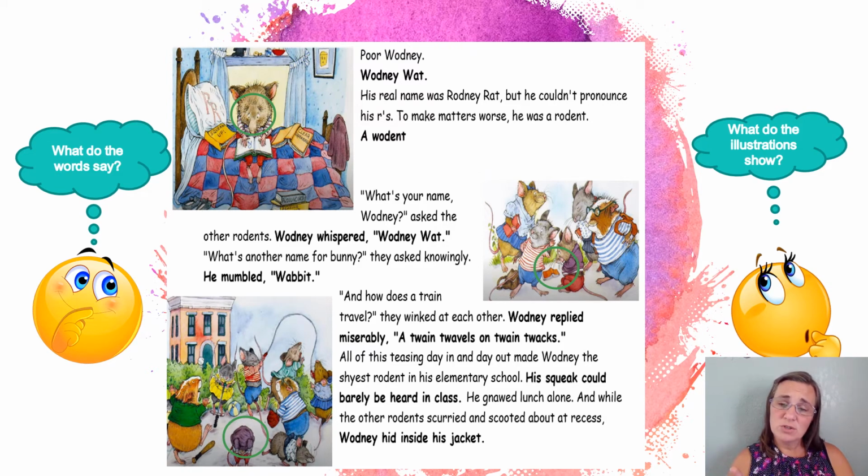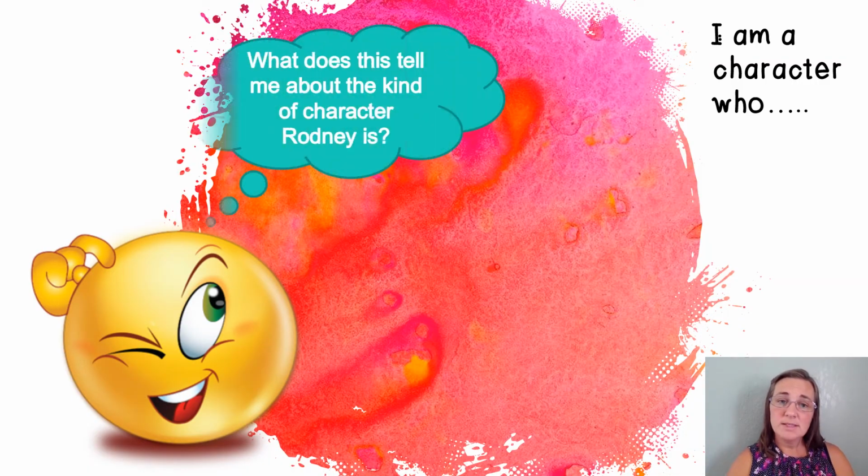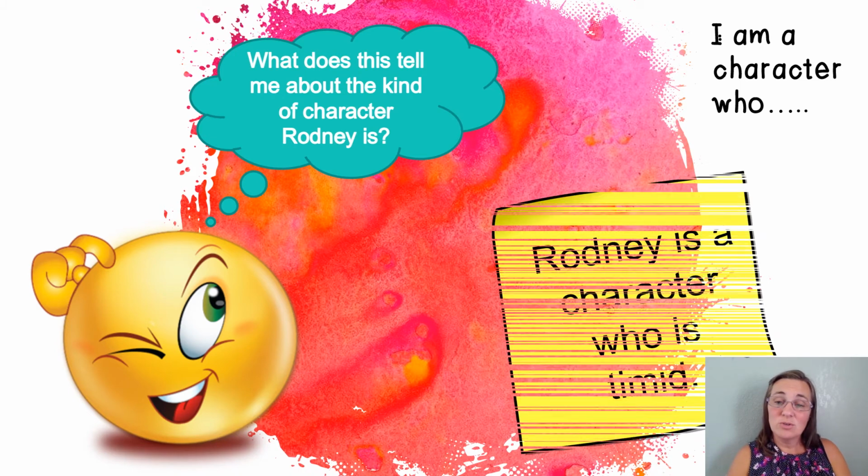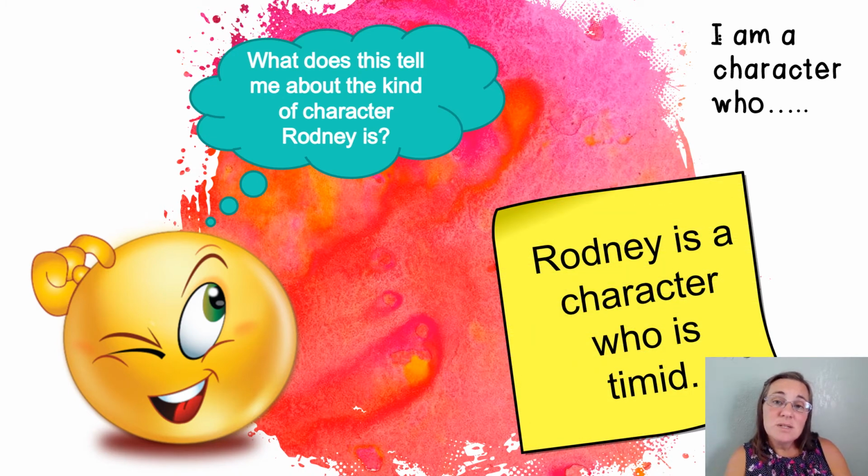So now that I've thought, what do the words say and what do the illustrations show, it's time for me to ask myself, what does this tell me about the kind of character Rodney is? So remember, he was whispering and mumbling and hiding in his jacket and eating his lunch alone. And the picture showed me that his head was usually down, or his hands were on his face. So that tells me that Rodney is a character who is timid. Timid means to be shy or afraid around other people. So I wrote that on a sticky note. Rodney is a character who is timid.